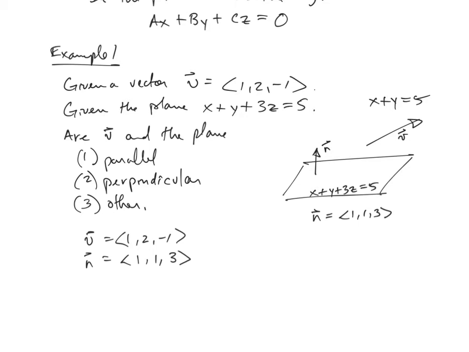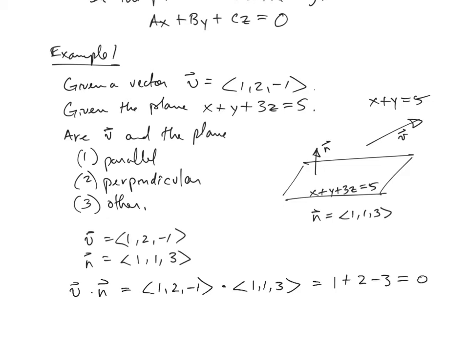So they're not scaled versions of each other. So we know that the vector n and the vector v are not parallel to each other. Well, are they perpendicular to each other? How can we tell that? Well, what if we take the dot product of v and n? You'll get 1 times 1 is 1, plus 2 times 1 is 2, plus -1 times 3 is -3.